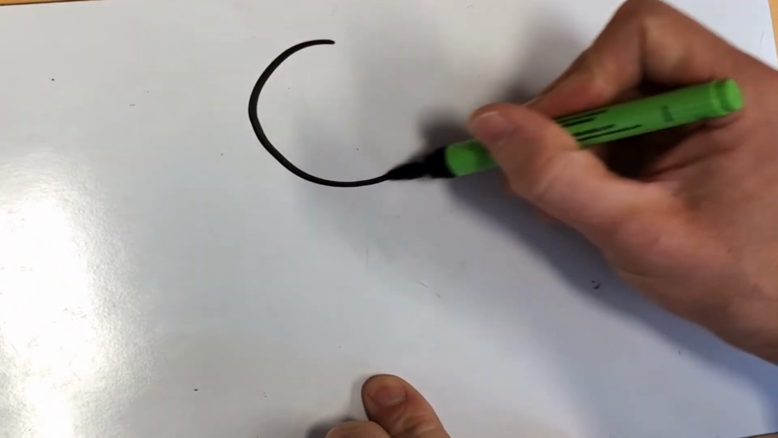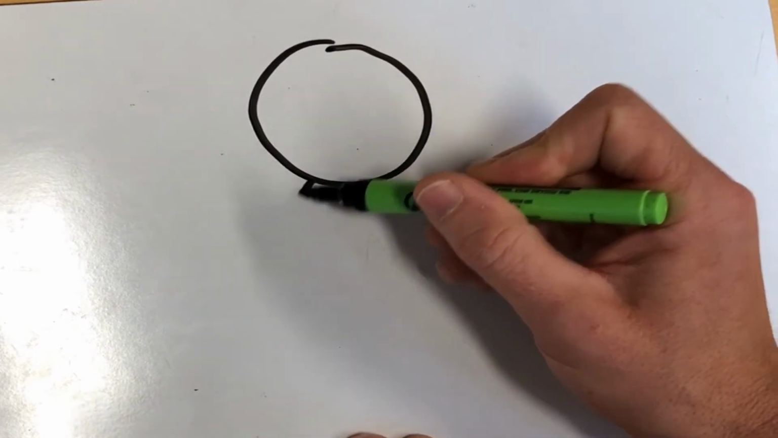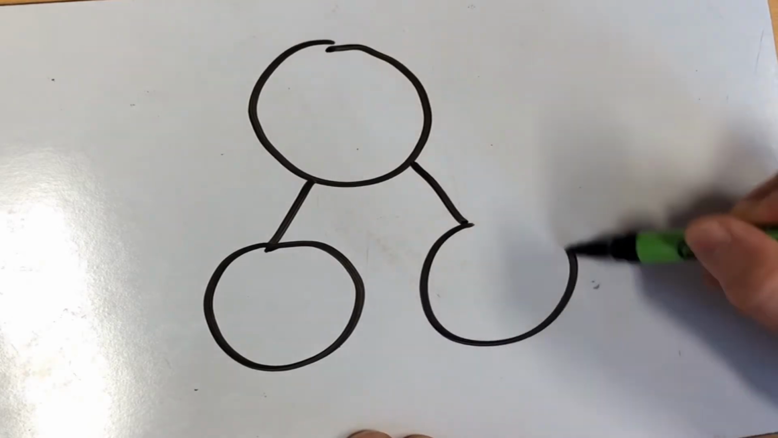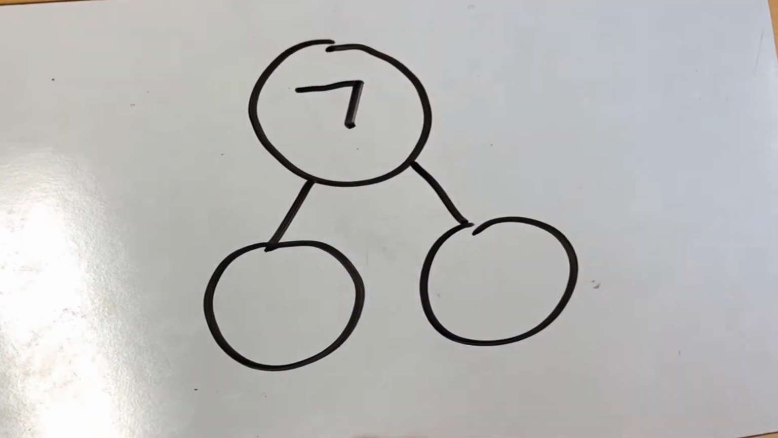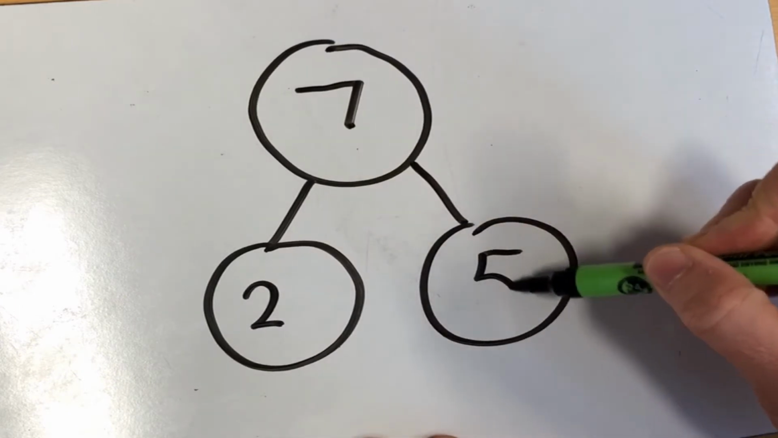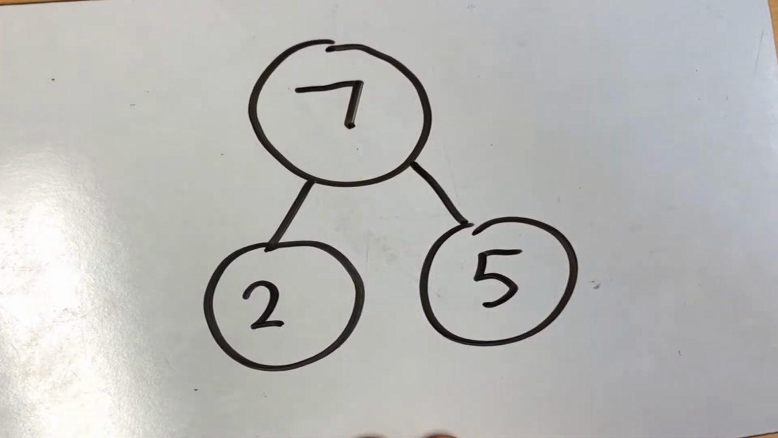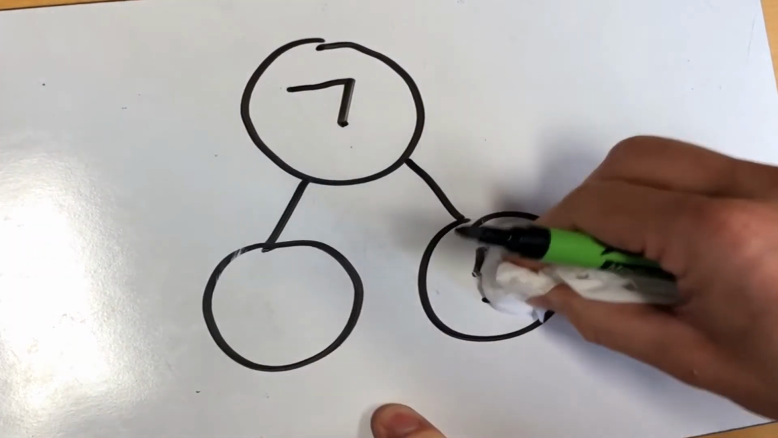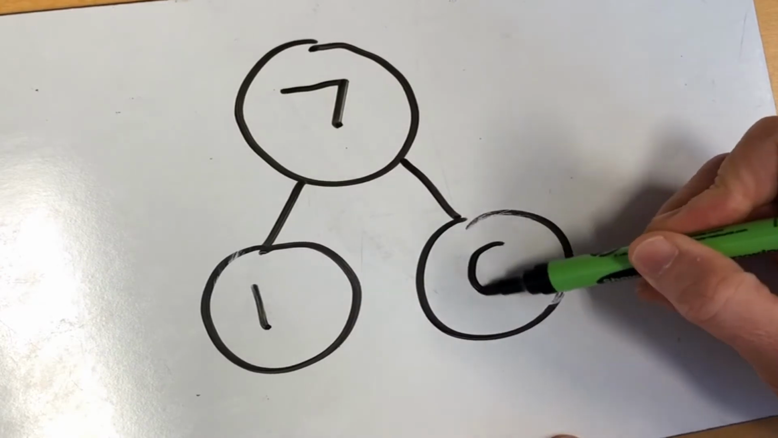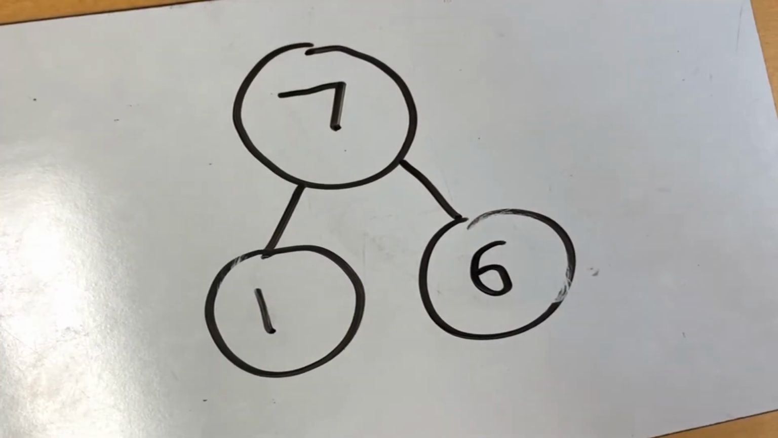We often record our number bonds on what we call a part-whole diagram. So for the number 7, the 2 parts that we could have to make up the whole could be 2 and 5. 2 and 5 are number bonds to 7. Or we could split it up a different way. We could have 1 and 6 as our 2 parts. So 1 and 6 are number bonds to 7.